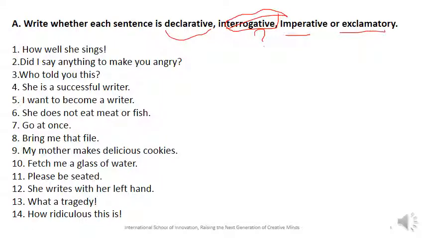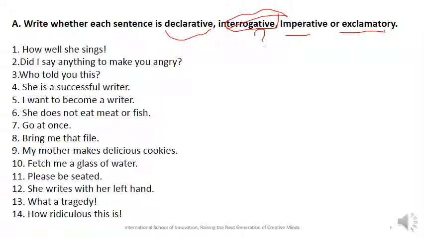An exclamatory sentence, as we said, is a sentence that expresses emotions and feelings, excitement, happiness, anger, sadness, and it usually ends with an exclamation mark. Now we are going together to solve this exercise, and we have to mention each kind of the sentences below. Let's start with number 1.